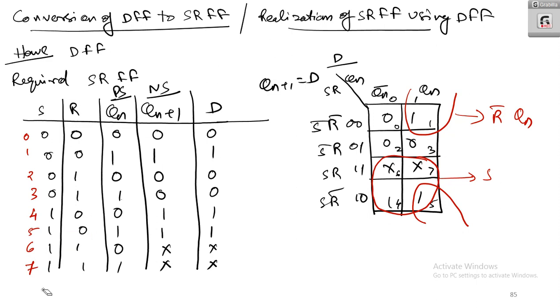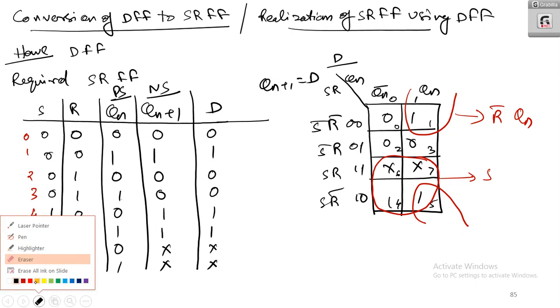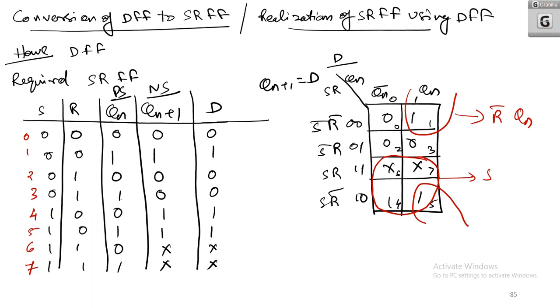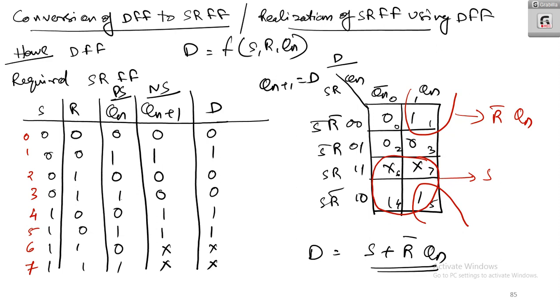You need to write D as a function of S, R, and Qn. That is it. So here what will we get? D is equal to S or R bar Qn. Sorry, that is D. D is equal to S or R bar Qn.